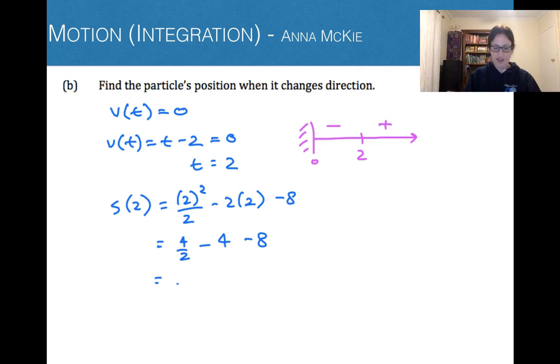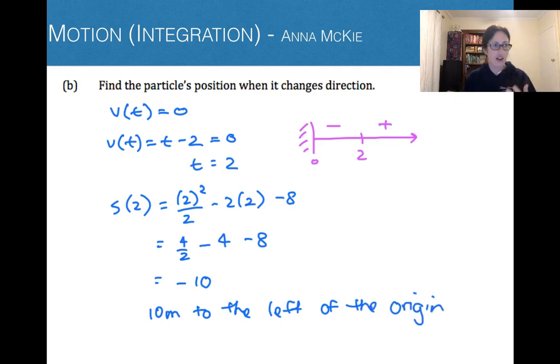Which gives us negative 10. Don't just leave it there. Go back and read the question. It said find the particle's position. You can't just say negative 10. Being a negative, that means it's to the left of the origin. If it was positive 10, it would be to the right. So we answer that saying 10 meters to the left of the origin, or its starting position, if you like.